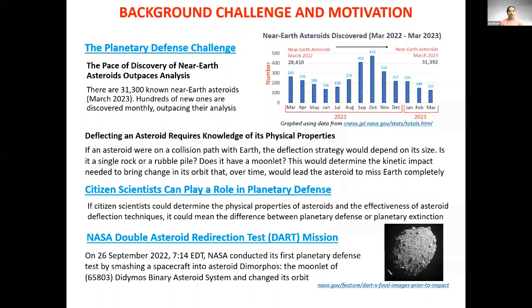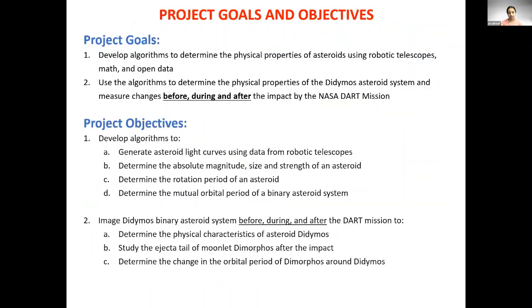So just some background information. On 26 September 2022, NASA impacted the asteroid Dimorphos to try to change its orbital period. And the interesting thing is that Dimorphos is actually part of a binary system. So it's the moonlet of the asteroid Didymos. So I wanted to be able to measure the impact of this mission on the binary asteroid system.